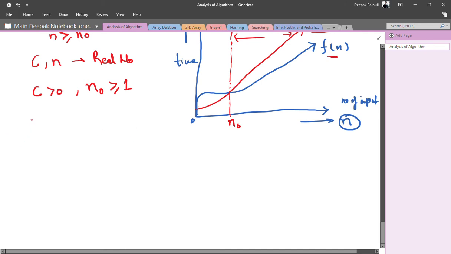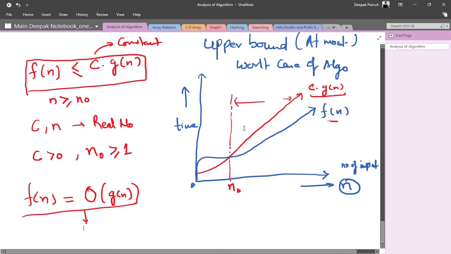Let's say we want to prove that function fn equals O of gn. For that only we are going to prove, right? If we are saying that our new function gn is an upper bound for function fn, then we can denote this like this: fn equals big O gn. That means fn is of order gn, right?